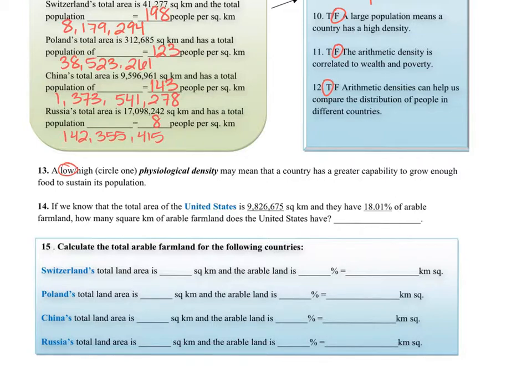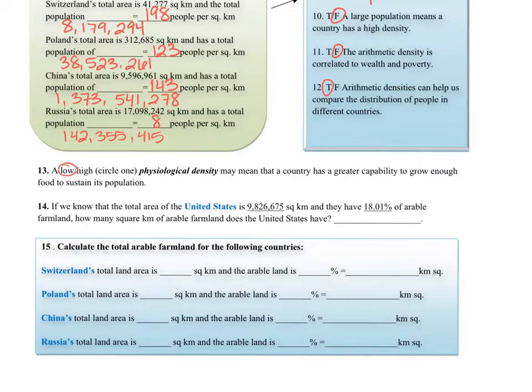Okay, so it says if we know that the total land area of the U.S. is 9,826,675 square kilometers, and they have 18.01% of arable farmland, how many square kilometers of arable farmland does the U.S. have? So what am I going to be doing? People divided by land. Wait, but we're trying to find arable land first. We're going to multiply.